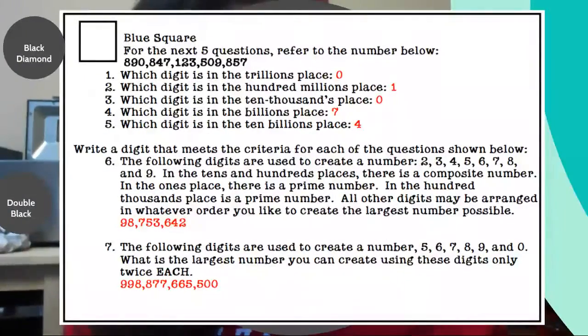Let's talk about these answers. So you can pause on this page, make sure you're going through those answers. Number 1 is 0, number 2 is 1, number 3 is 0, number 4 is 7, number 5 is 4. Number 6 is 98,753,642. And number 7 is 998,877,665,500.